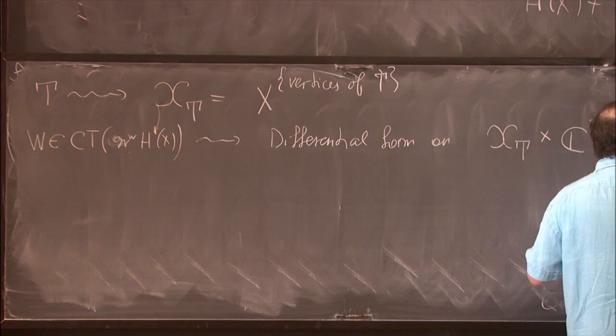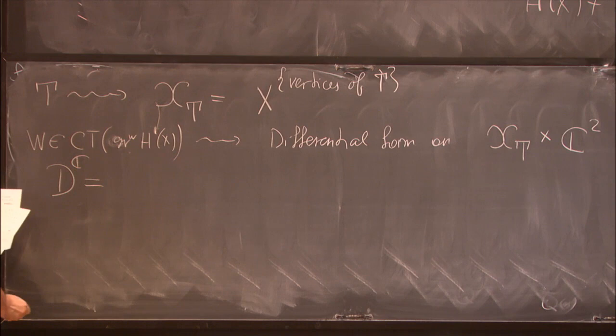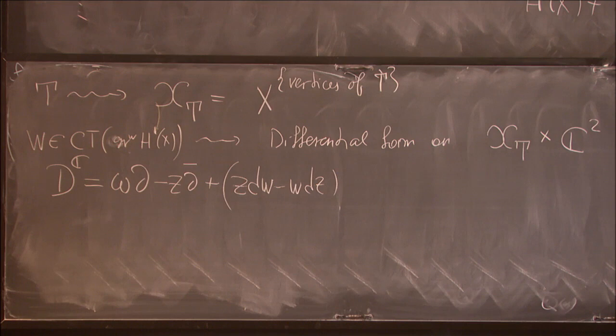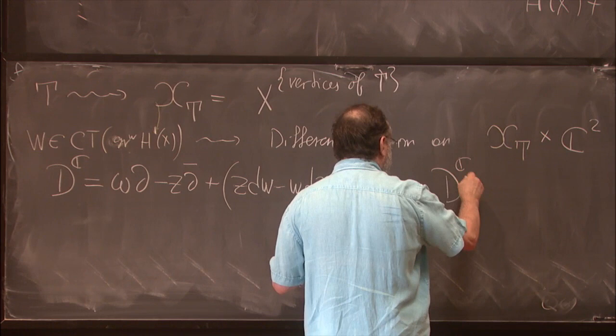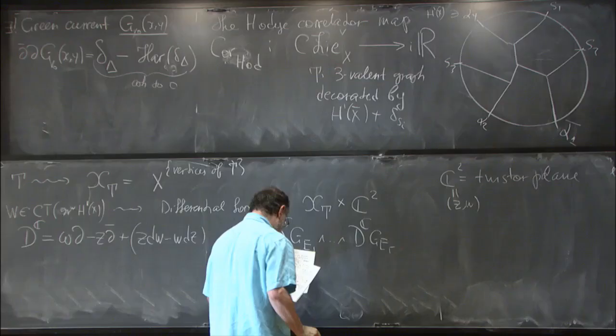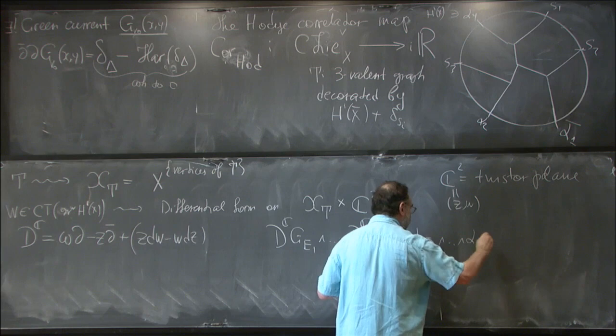Now, how do I get the form there? There is a construction. I introduce an operator I call d_C. This is just w d-bar minus z d-bar plus z dw minus w dz. This is a differential operator which now acts on x cross the twistor plane. Now I take the edges of my tree, and I apply this differential operator d_C to the Green function associated to one edge, and so on for all of the edges, and also to whatever harmonic or anti-holomorphic form I see. So this is my differential form.